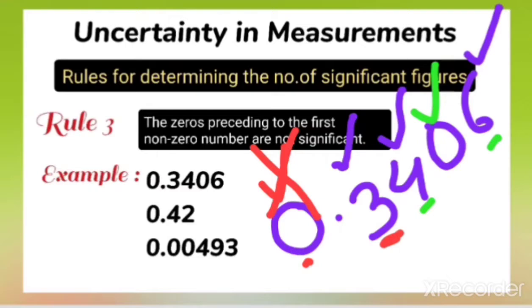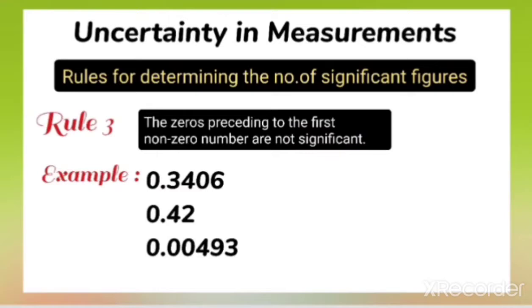Now count how many significant figures are there. Just check which ones we have ticked. That is 1, 2, 3, 4. So 4 is the number of significant figures. So if this 0 is in between the non-zero numbers, we can take it as significant. Because here this is preceding a non-zero number, that's why it is not significant. So keep a cross mark here. Next example, in this example 4 and 2 are significant, but the 0 that is preceding a non-zero is not significant. So here there are two significant figures.